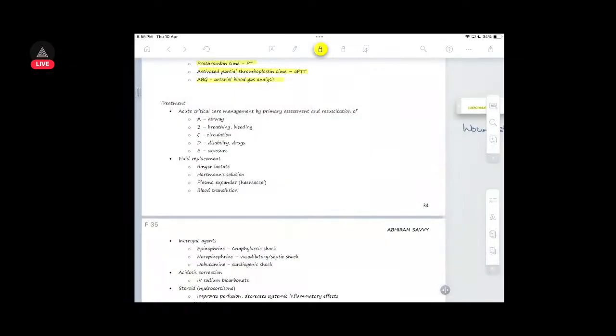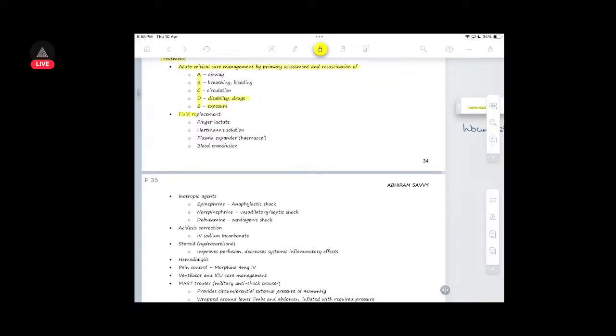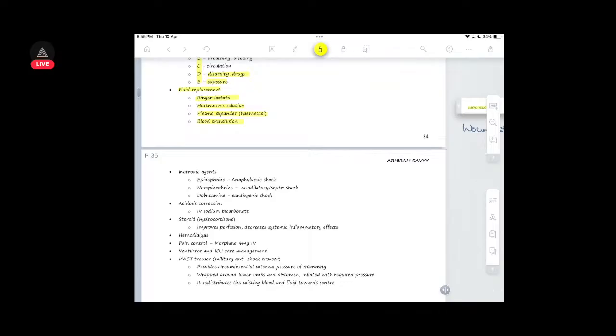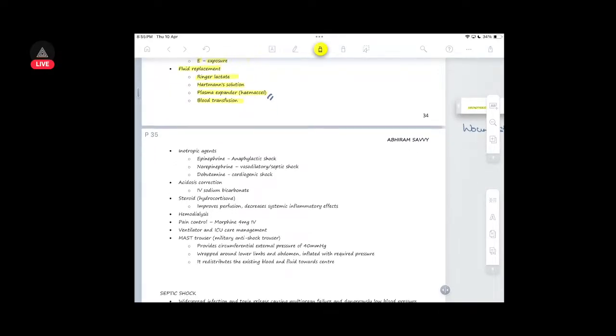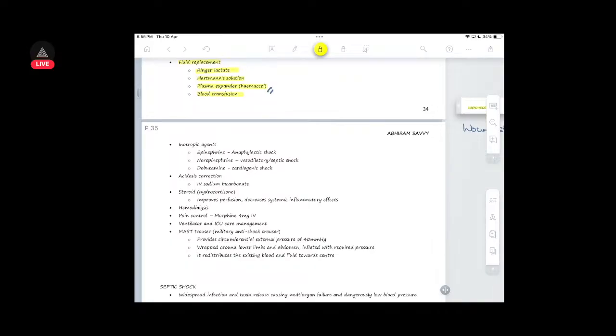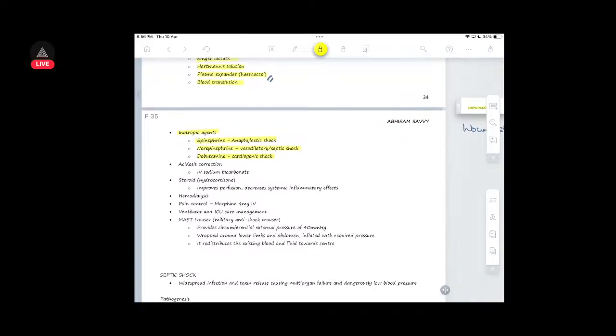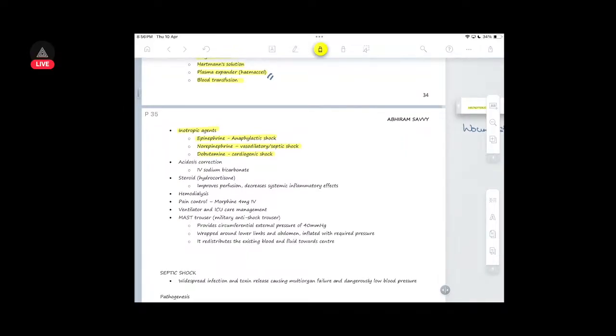Treatment is by acute critical care management, with assessment and resuscitation of ABCDE: airway, breathing, circulation, disability, drugs, and exposure. Fluid replacement: Ringer's lactate, Hartmann solution, plasma expander, hematocrit. This is important: blood transfusion. Inotropic agents: epinephrine for anaphylactic shock, norepinephrine for vasodilatory septic shock, and dobutamine for cardiogenic shock.